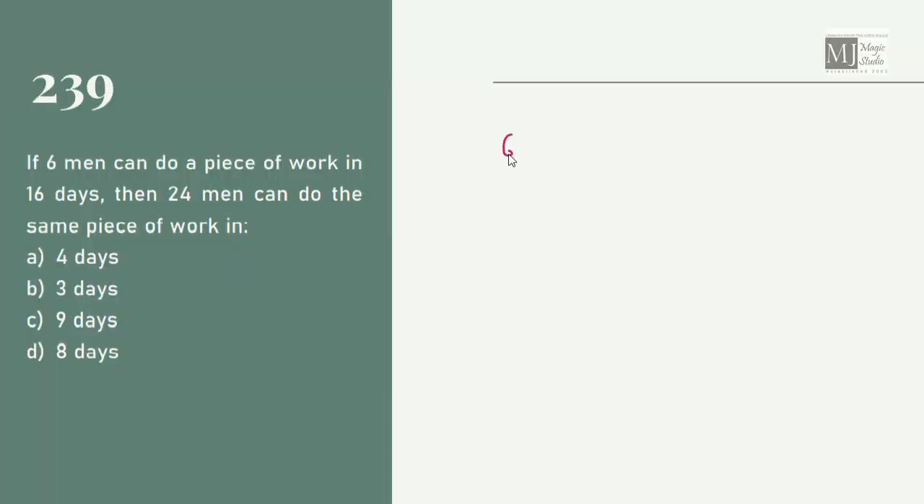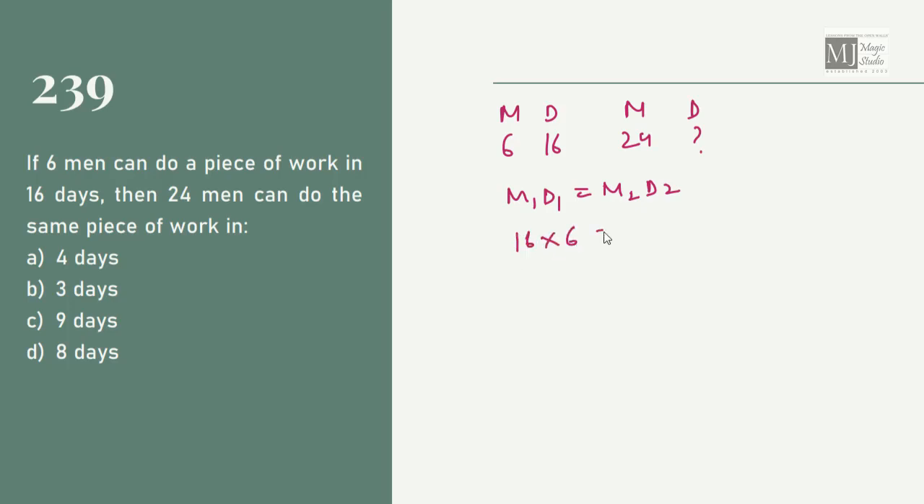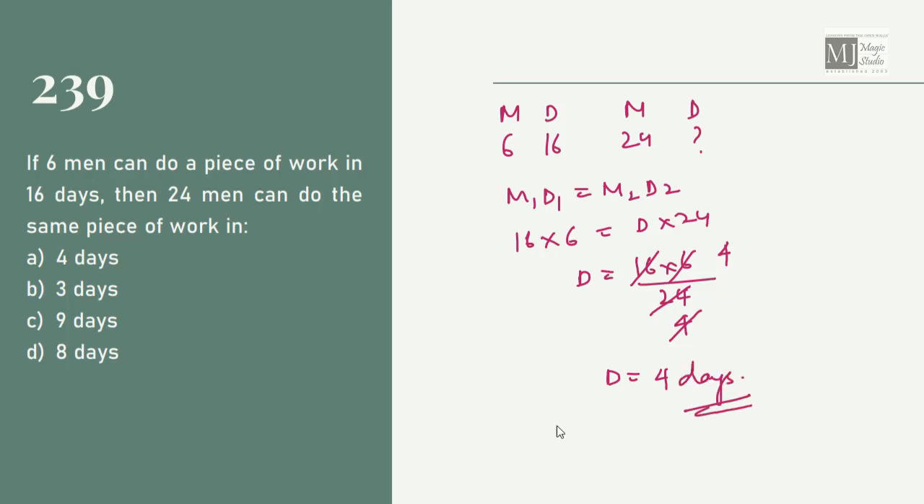If 6 men can do a piece of work in 16 days, then 24 men can do the same piece of work in how many days? We know the drill. It is M1D1 equals M2D2. 16 into 6 equals D into 24. D is 16 into 6 by 24. 6 and 24 cancel 4 times, and 4 will cancel out 16 4 times again. So D is 4 days.